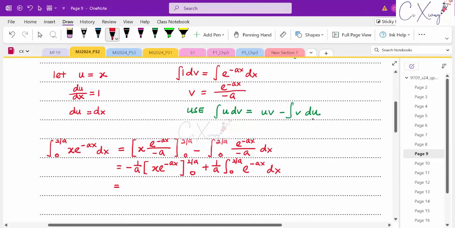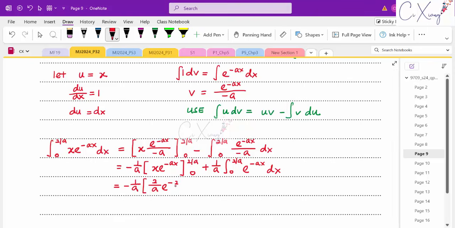Alright, so next step. Now we try to substitute in the value of 2 over a inside the first term here. So I'm having 2 over a e power negative 2, because a and a can be simplified, so you are having a 2 here, so it becomes power negative 2. Then minus, now you want to substitute 0 into this term, you will get a 0.